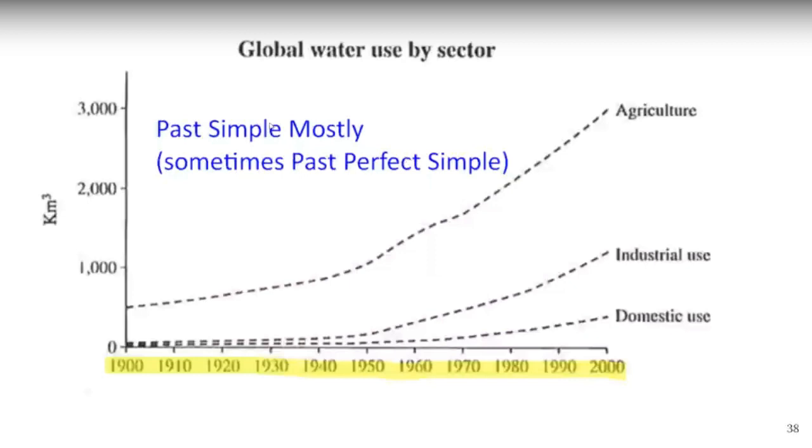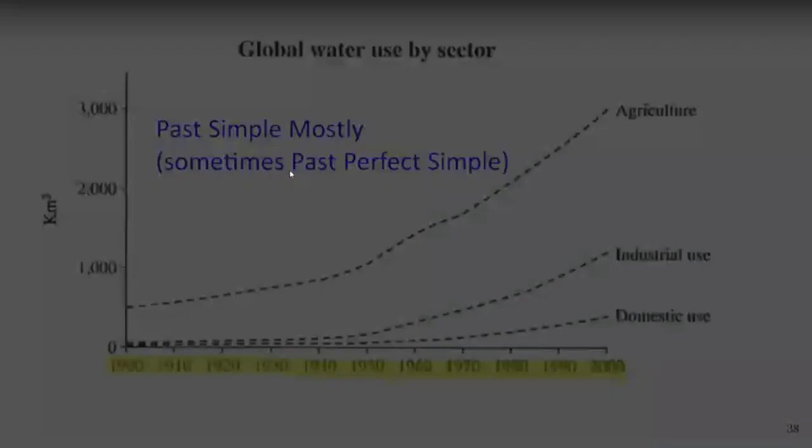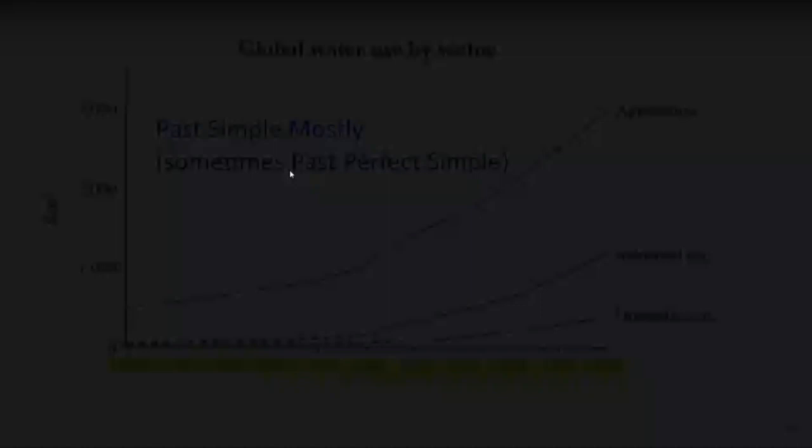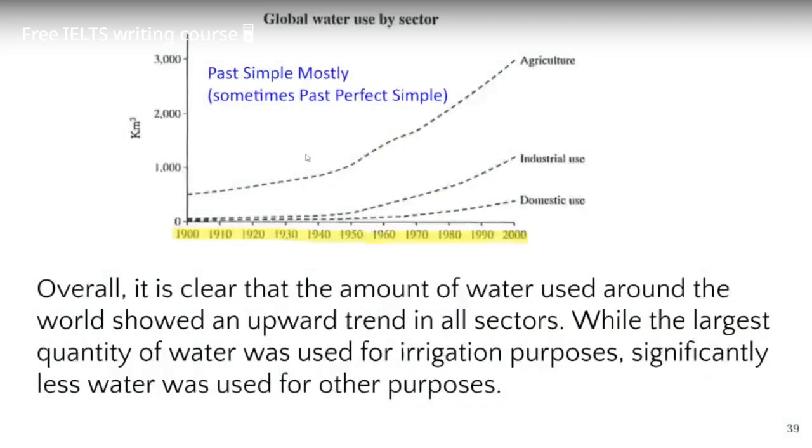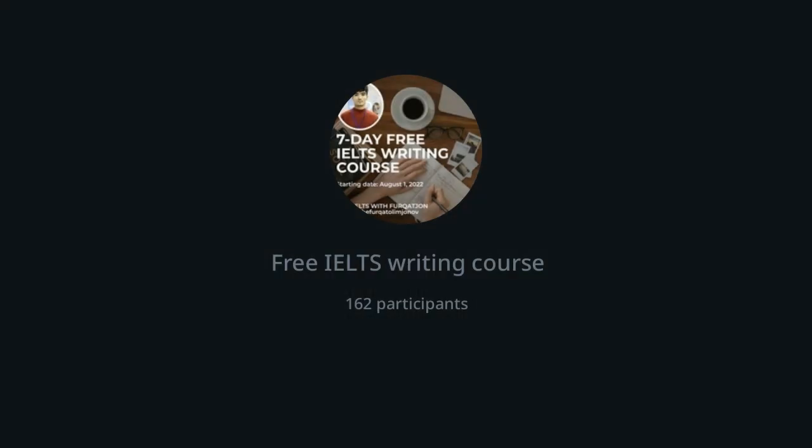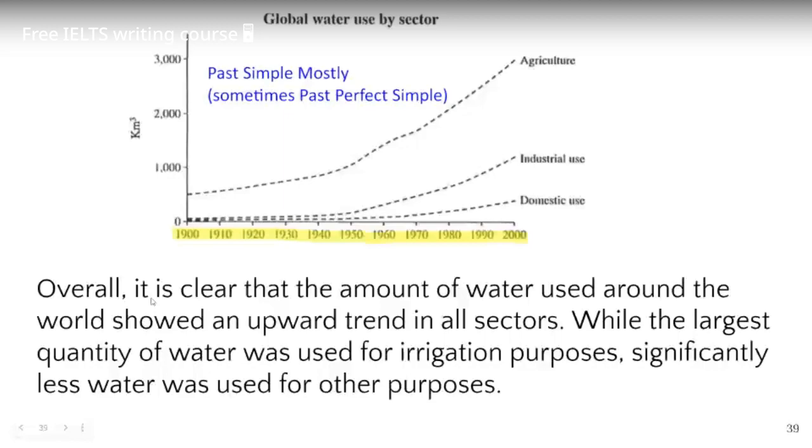Now, okay, I will just show you the whole overview paragraph. So you can say, overall, it's clear that the amount of water used around the world showed an upward trend in all sectors. This is called the overall change feature. Now, in the next sentence, I say, while the largest quantity of water was used for irrigation purposes, significantly less water was used for other purposes. So this is a very good piece of writing. This is how you can get 7. So I will probably send it to you guys.